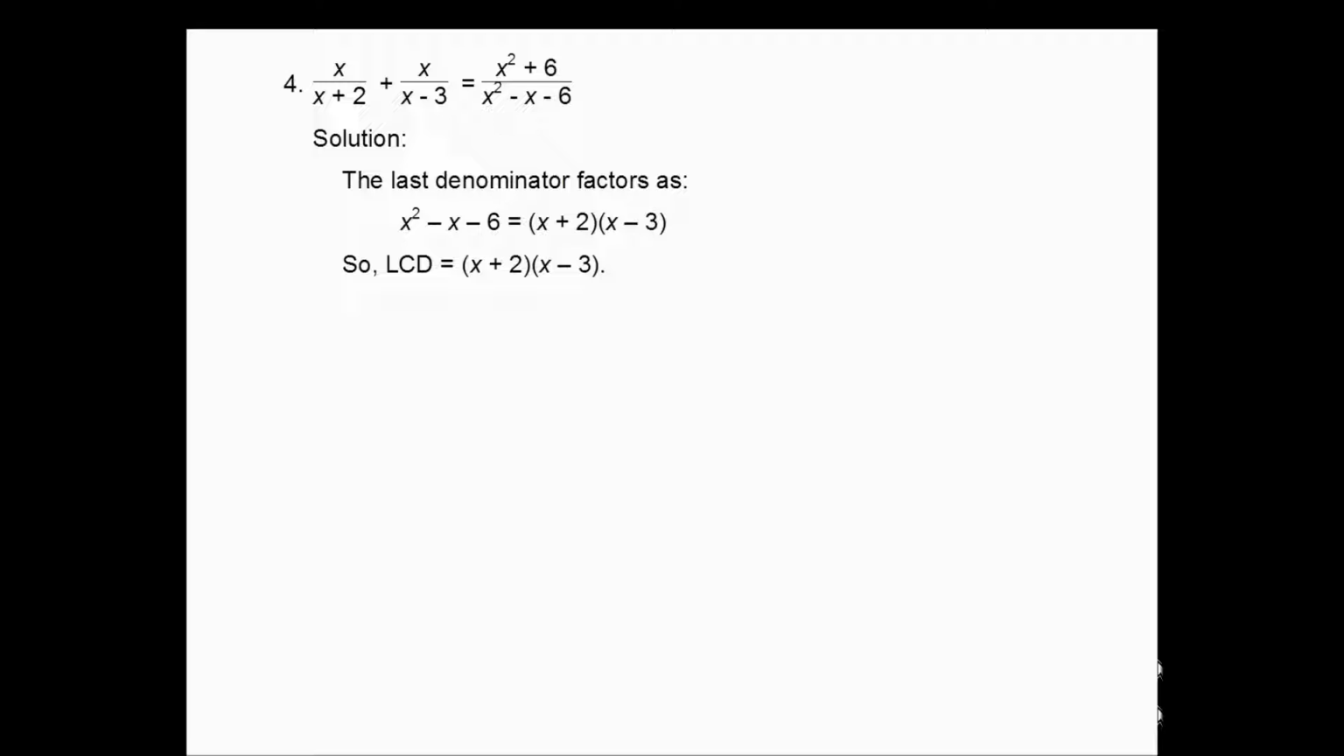Number 4. I have x over x plus 2 plus x over x minus 3 is equal to x squared plus 6 over x squared minus x minus 6. Okay, once again, it looks like the last denominator factors as the first two. So that is my LCD. Again, when we clear fractions, multiply each numerator by factors from the LCD that do not appear in its denominator. So I'll have x times x minus 3 plus x times x plus 2 is equal to x squared plus 6.